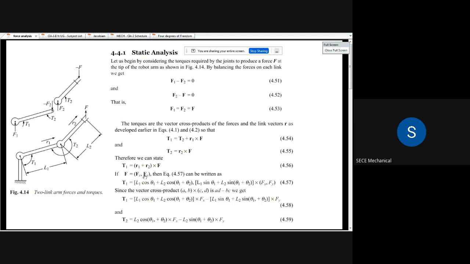Therefore, right? So now these link velocities, therefore this T1 is the cross product of the link velocities and the respective forces. That is, the torque is the vector cross product of the forces and the link vector. So this R1 R2 is called the link vector and F is called the forces. Therefore a torque is the cross product of these two.